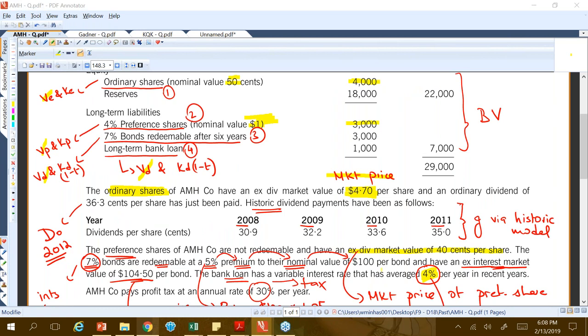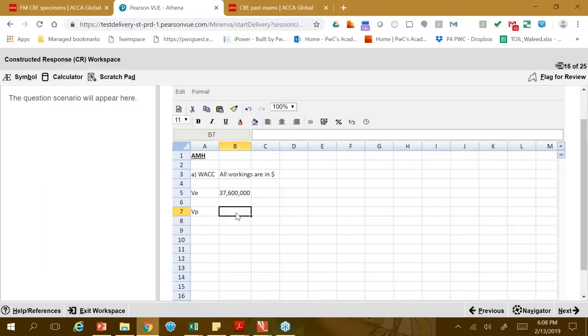So what I'll do is I'll take the VP, 3 million, dividing my $1 into the 40 cents, which is the market price of the preferred stock. So 3 million is the share capital, 1 is the par value given in the question, and 0.4 is the market price of the preferred stock. And this has given me now my value of the preferred stock, which is $1.2 million.